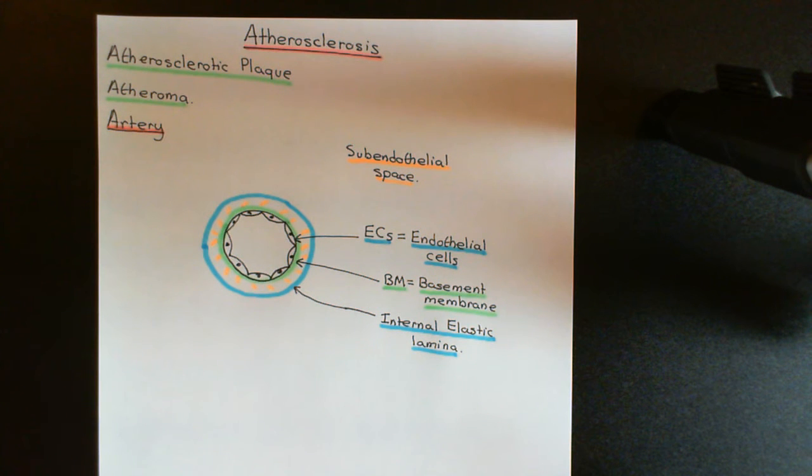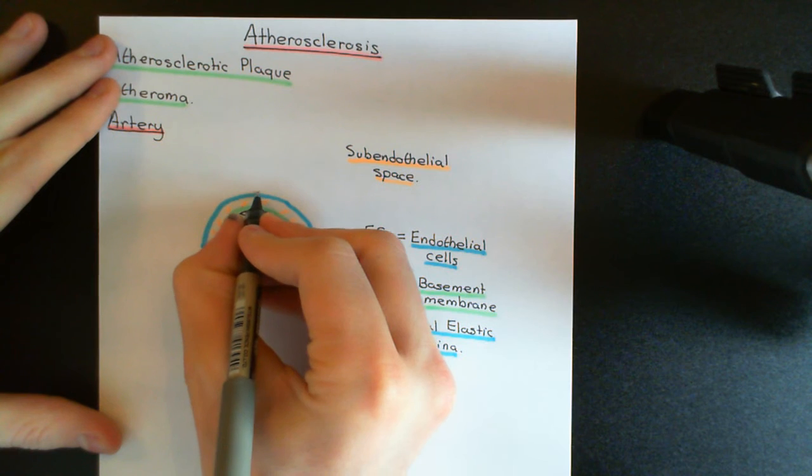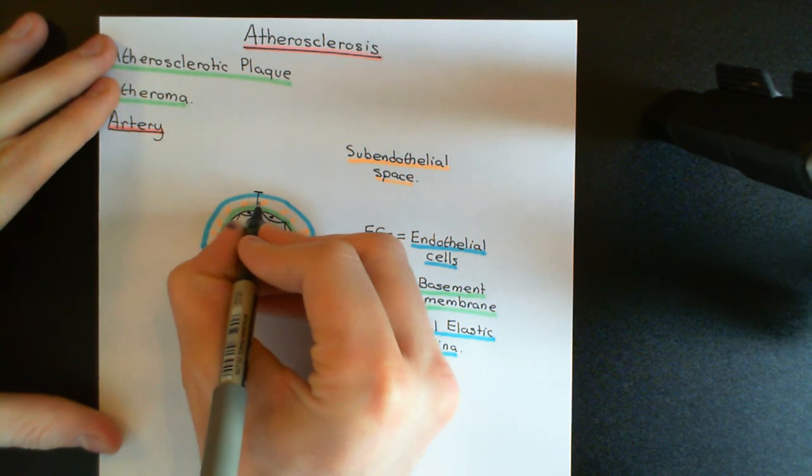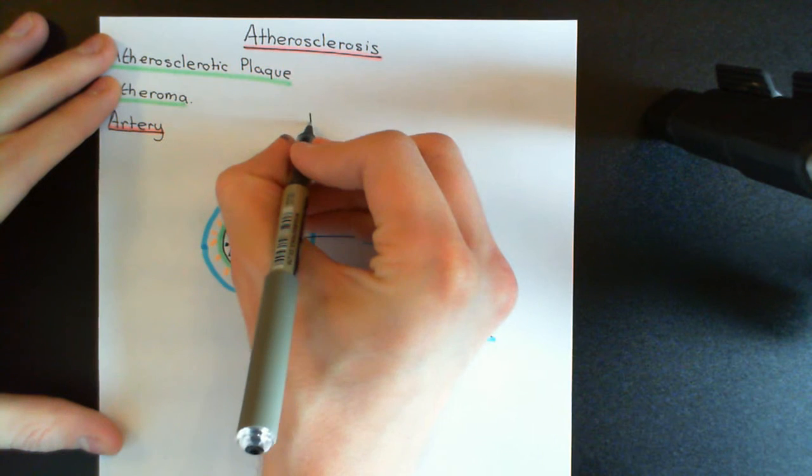but we will see the atherosclerotic plaque forming in this subendothelial space when we discuss the pathogenesis. Now, there is a combined name for all of the layers of the blood vessel wall that we have discussed so far: the endothelial cells sitting on their basement membrane, with the subendothelial space and the internal elastic lamina. There is an umbrella term which includes all of those layers, and this is known as tunica intima.